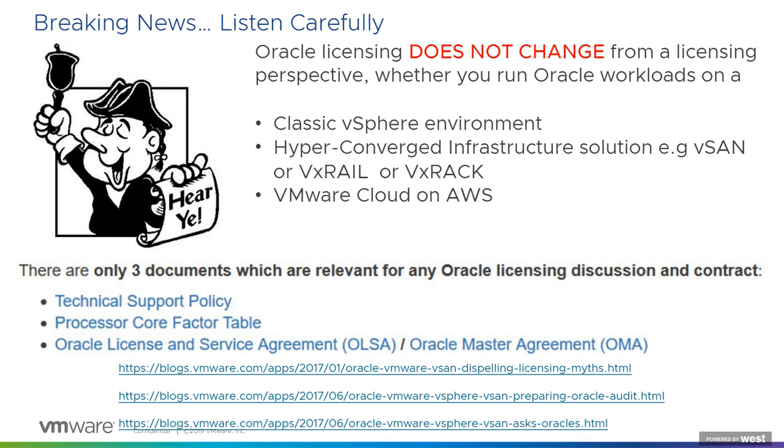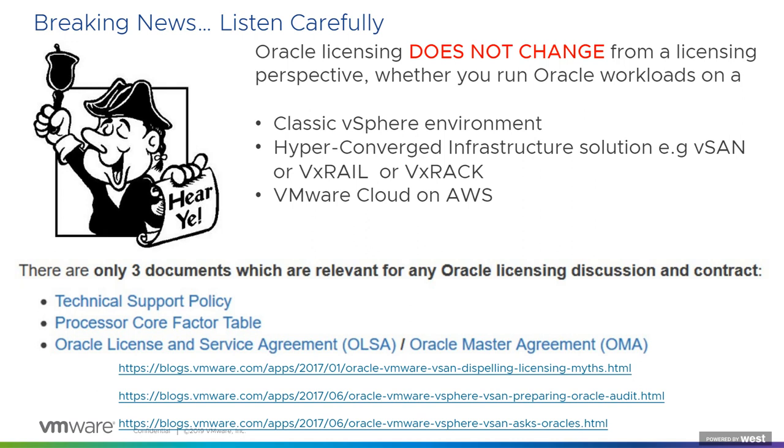All right. So changing gears a bit and talking about Oracle licensing. When we talk about VMware Cloud on AWS, when we talk about vSphere, vSAN, VxRack, or VxRail, essentially the Oracle licensing does not change, whether one runs Oracle workloads on a classic vSphere environment connected to a SAN or a NAS, or a hyperconverged infrastructure solution, for example vSAN, VxRail, VxRack, or even on VMware Cloud on AWS, or for the sake of discussion, Flex clusters for VMware Cloud on AWS.